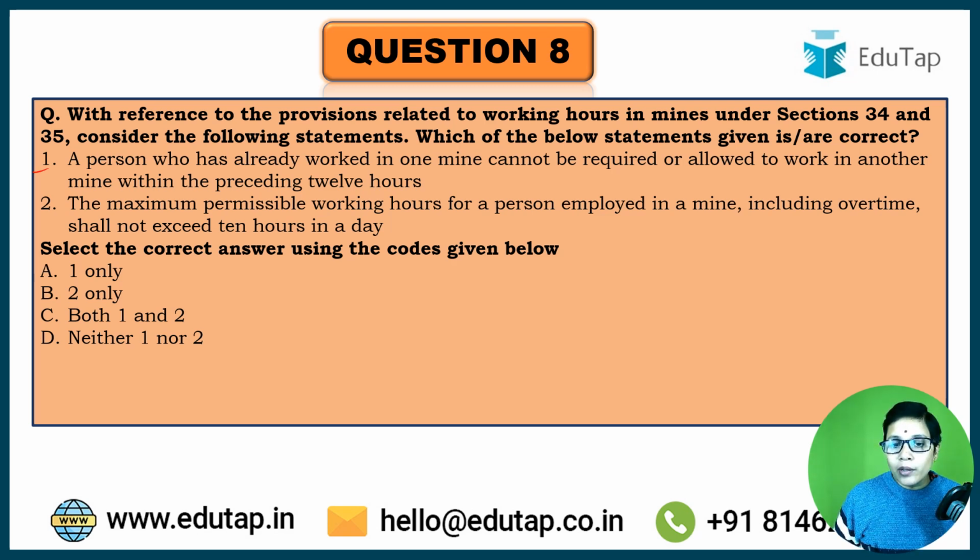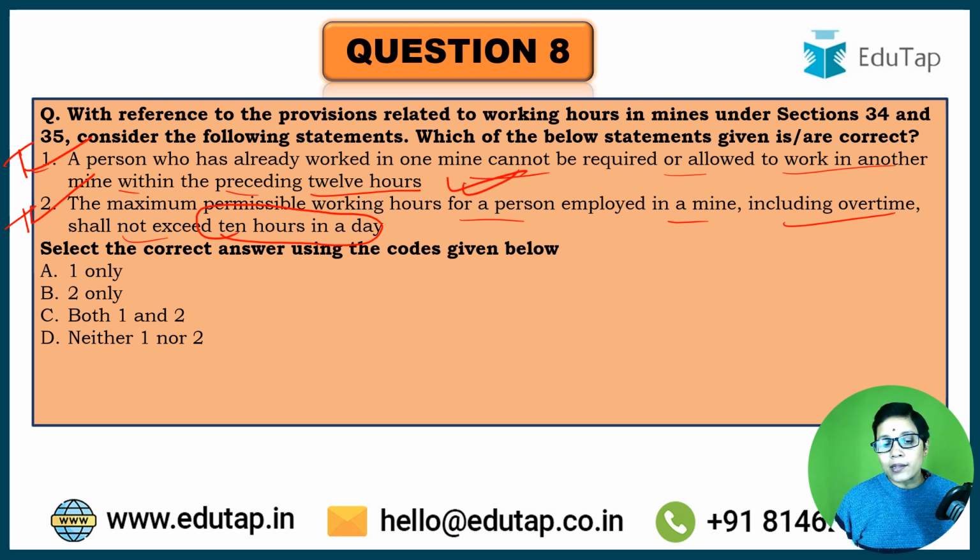So here a person who has already worked in one mine cannot be required or allowed to work in another mine within the preceding 12 hours. वो नहीं कर सकते, at least 12 hours होने के बाद ही they can go. So this is very much true. This pertains to section 34. Now section 35 बोलता है limitations of the daily hours of work. So here the maximum permissible working hours for a person employed in a mine including overtime shall not exceed 10 hours in a day. Okay, so overtime करके मैं 4 घंटे 5 घंटे करूँगा, that's not possible. So here this says that उतना ही वो कर सकते, 10 hours से ज़्यादा नहीं कर सकते, and this is the true statement when it comes to section 35. So yes, here both 1 and 2 statements are true. So C is the correct answer.